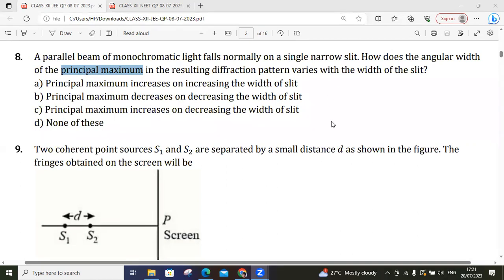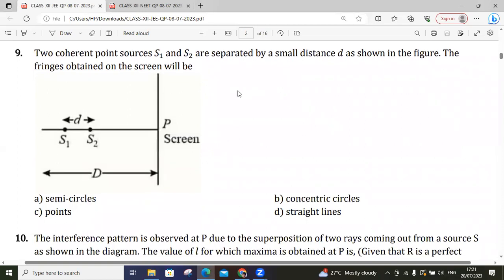Two coherent sources S1 and S2 are separated by a small distance d as shown in the figure. The fringes obtained on the screen will be semicircles, points, straight lines, or concentric circles. Okay, this one. See here now what will happen. Whatever is the path difference in this case, if you go the circular way, out of the plane, it's like you hold these two and just rotate them. What will you get? A circle, like this in 3D.